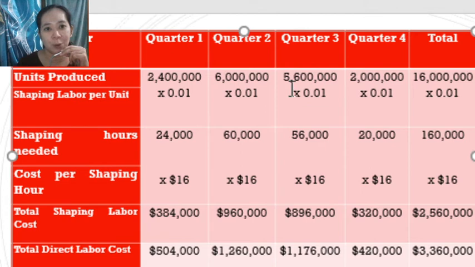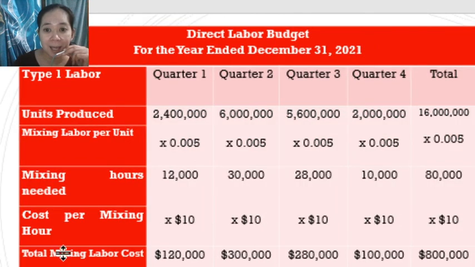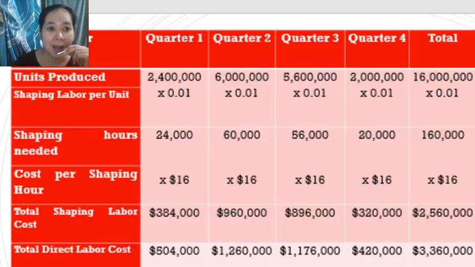The same also with the second, third, and fourth quarter, and for the total as a whole for the year. And then lastly, for the total direct labor cost, when we say total labor cost, this is already the sum of our mixing labor cost plus the shaping labor cost. This is your total labor cost. All you have to do is to add these two costs.